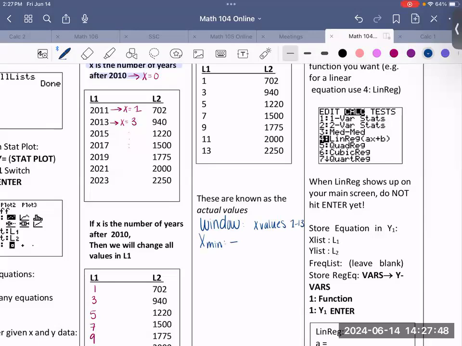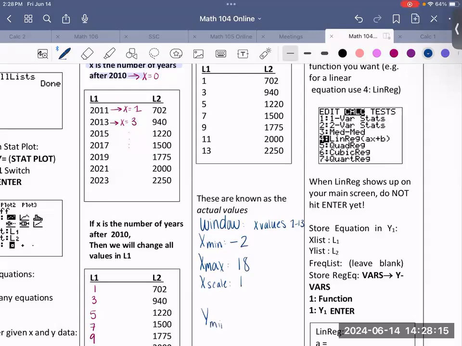So maybe we look at -2 for X min. X max, maybe we go to 18. We definitely want to make sure 1 and 13 are found within that value. Your X scale, because these values don't differ much, we can just do a 1. If you wanted to go up by 2, that's okay. So that's for your X's.